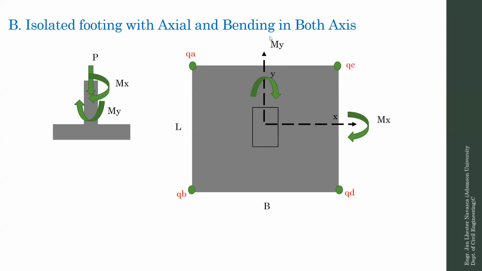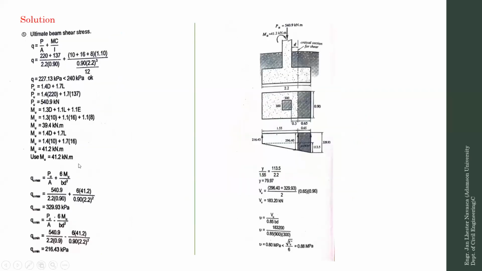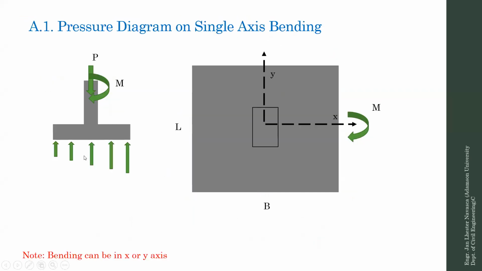Okay. So what about the isolated footing with axial bending in both axes? Okay. So nung kanina, like this one, this is the pressure diagram of our single axis bending.